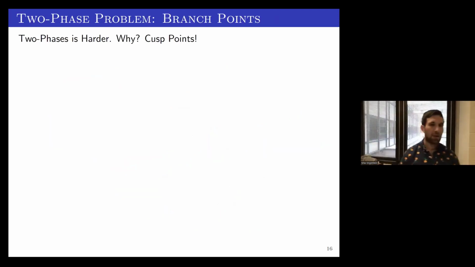Okay. So all the results I've been talking about in terms of regularity of the free boundary have been about one-phase problems where q minus is equal to 0. But I introduced the problem as being a two-phase problem, right? Having a weight on the positive side and a weight on the negative side. The reason why I haven't talked about two phases as much is because they're much harder. And the reason why is what are called cusp or branch points.